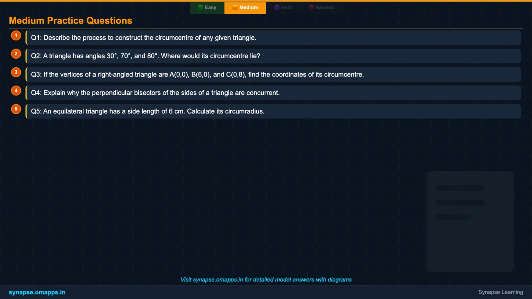Q4. Explain why the perpendicular bisectors of the sides of a triangle are concurrent. Q5. An equilateral triangle has a side length of 6 centimeters. Calculate its circumradius. Good luck!